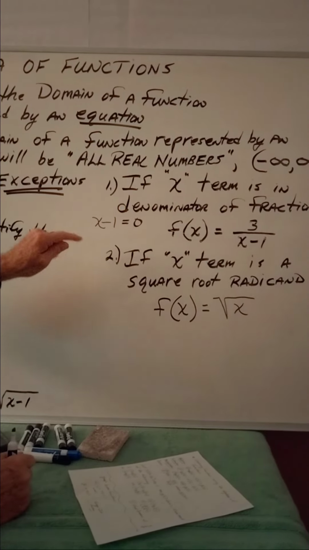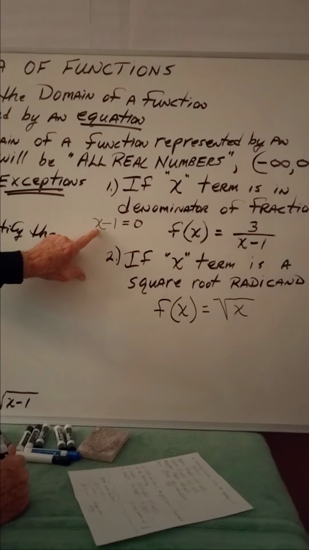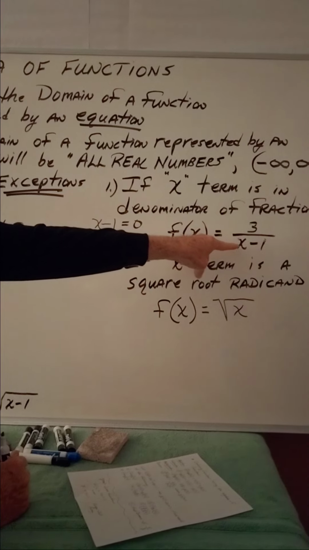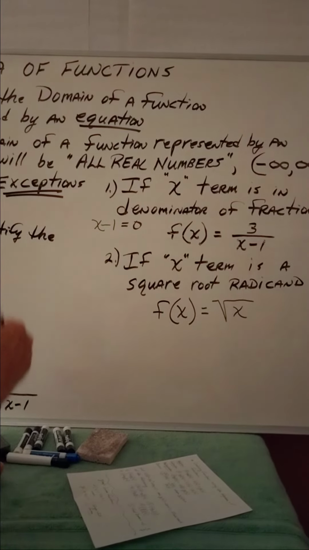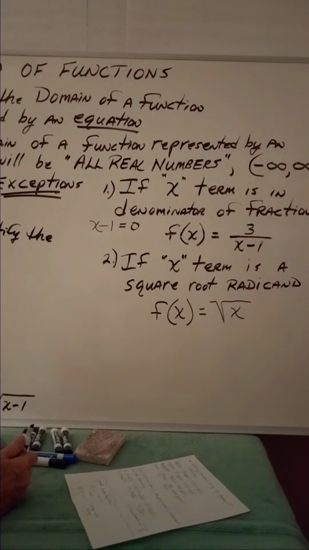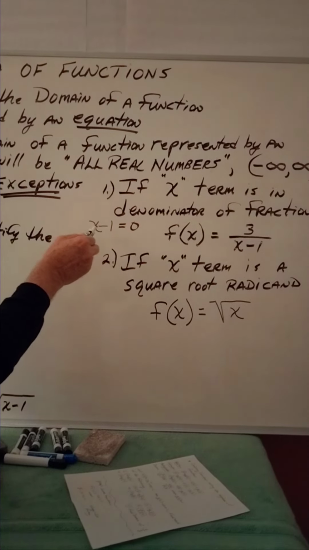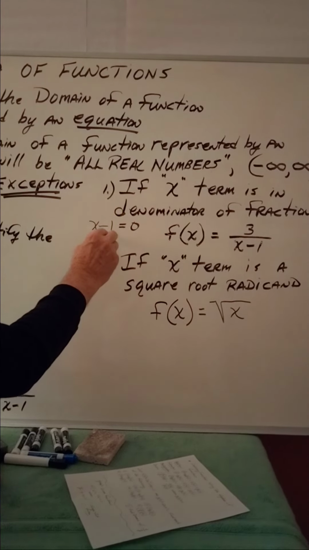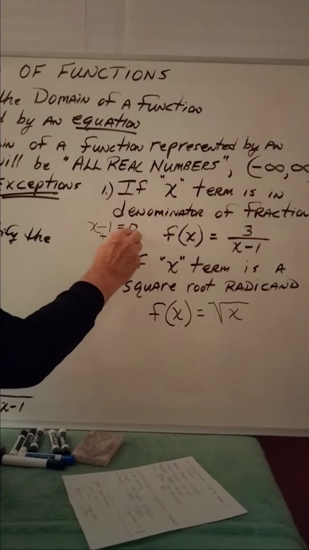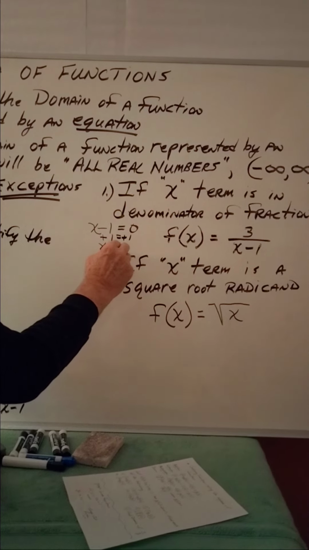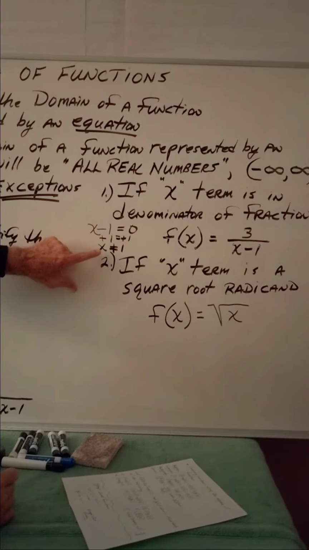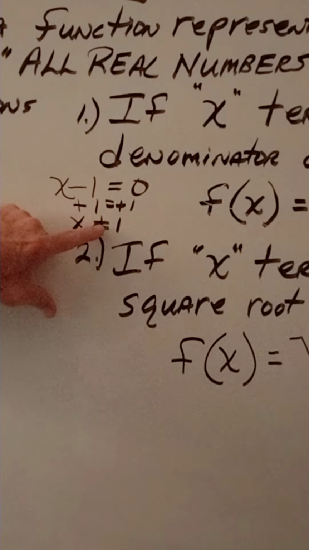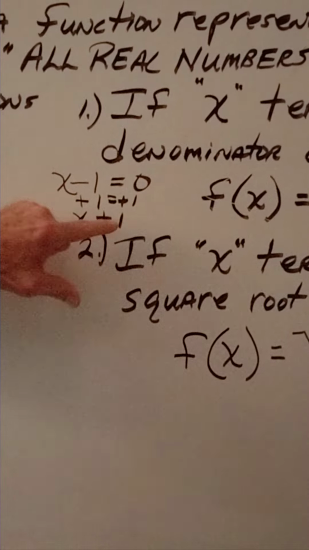We set it equal to zero because we want to find the value of x that, when substituted into that expression in that denominator, would cause the value of that denominator to be zero. So if we let x minus 1 equal 0 and solve that equation for x, we'd add 1 to both sides, and we would find out that the domain value of x cannot be equal to 1.